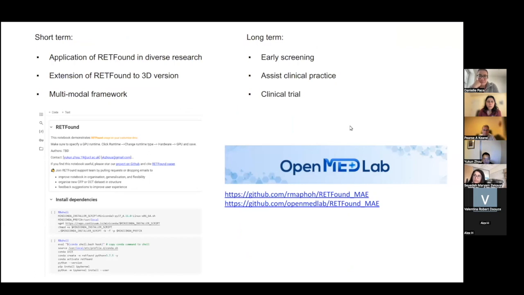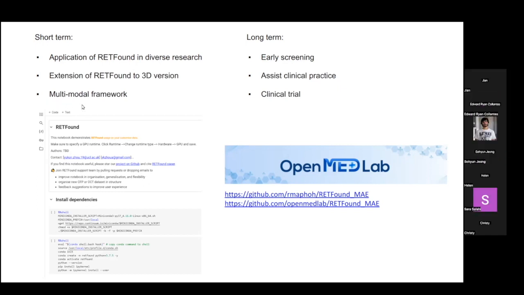So finally, some bullet points on the plans for the short term and the long term. For the short term, we definitely will keep adapting RETFound to diverse research. This involves wide collaborations with external institutes and researchers, because we want to challenge RETFound on lots of rare diseases and very different populations. We are also thinking about extending RETFound to 3D, to fit image modalities like the OCT volume. And we will also think about a multimodality framework for the foundation model.